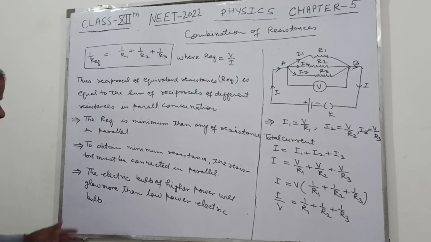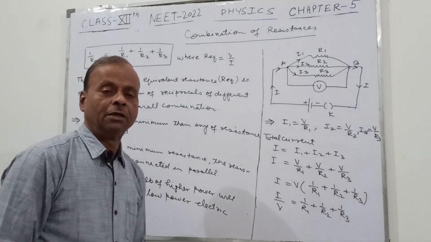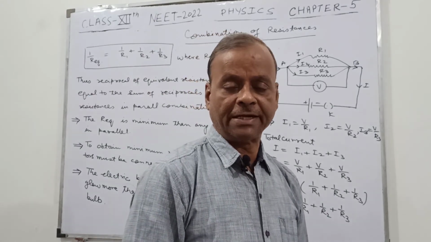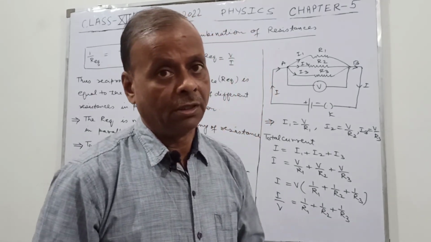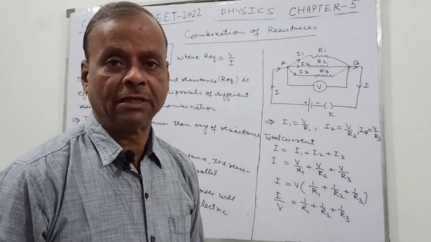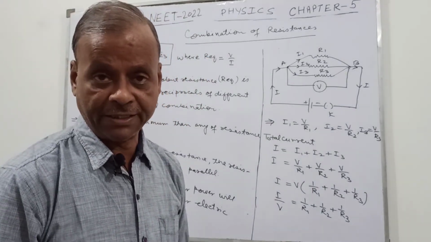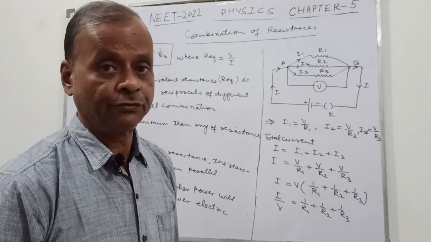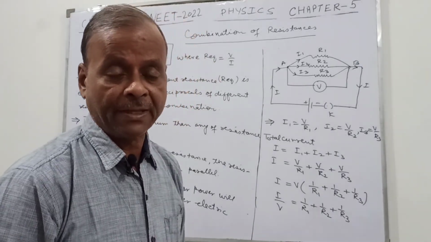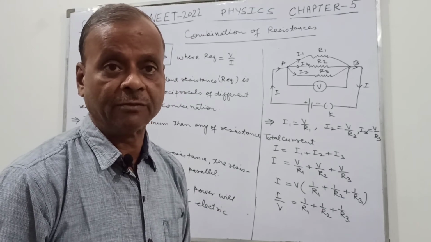Here the brightness is directly proportional to the power of the bulb. Higher the power, higher the brightness. This is why you see that in bulbs connected in series, the one which has more power glows more.